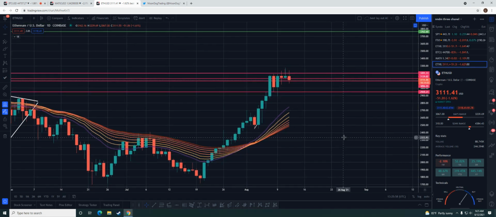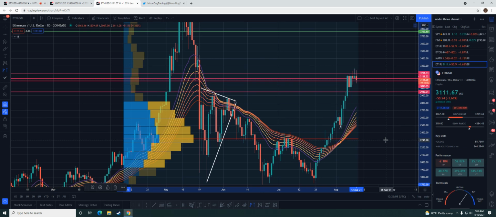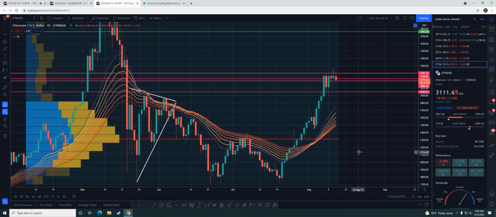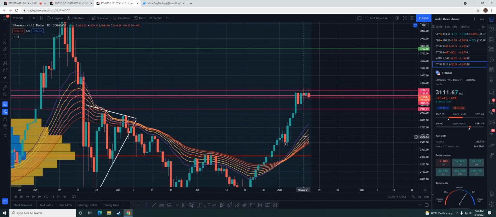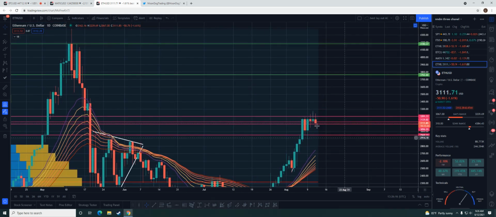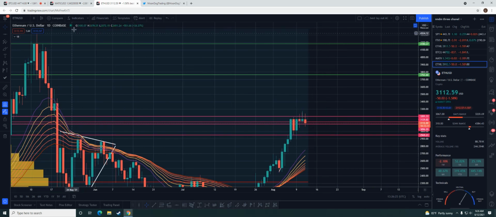Let's look for a point of control here. Let's go here to here. See, point of control is all the way down here. So I don't know if we're going to go down there unless we get really bad news or something happens. But I don't think that's an issue. So I would look for a 29.50 area on Ethereum if Bitcoin does pull back.